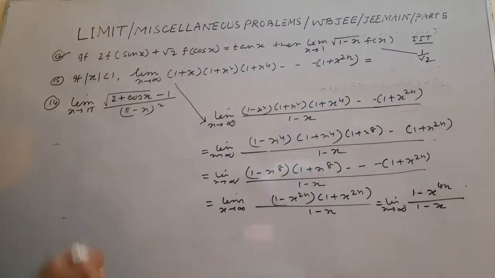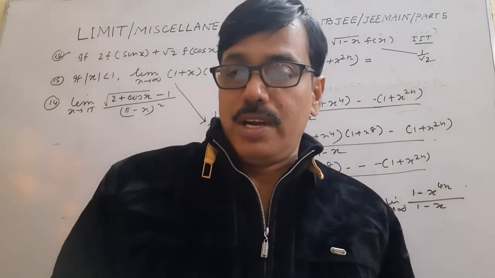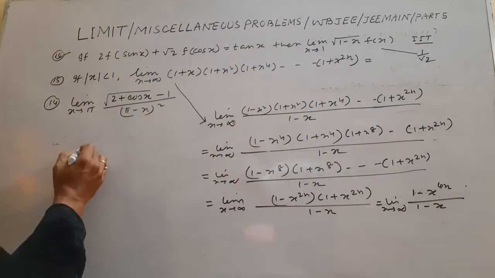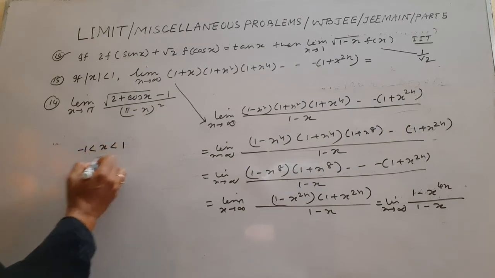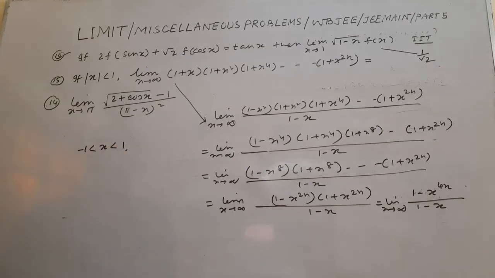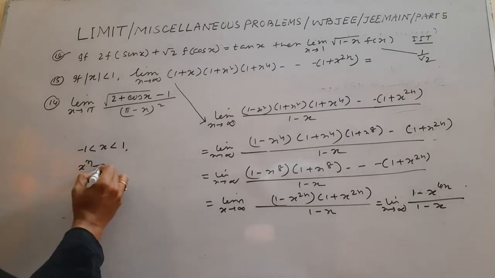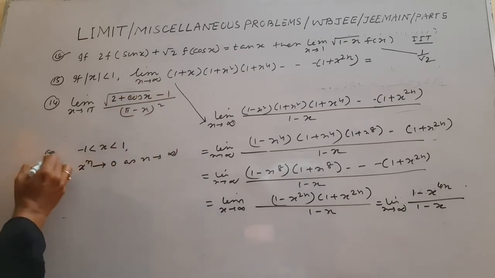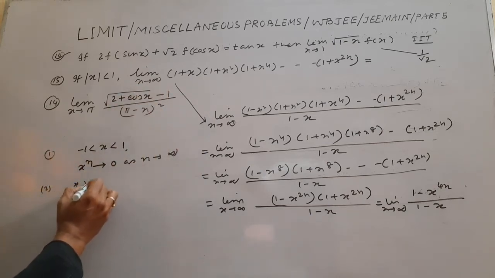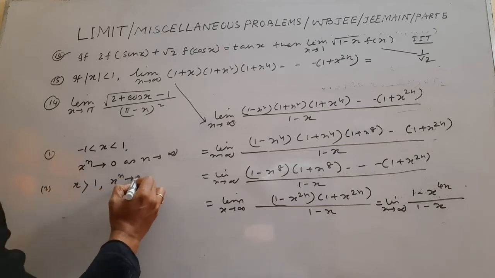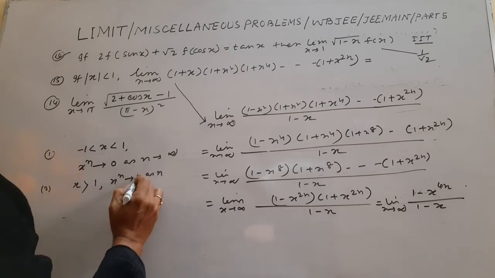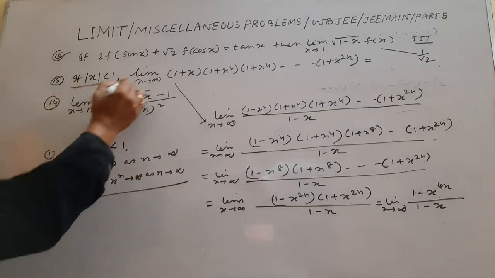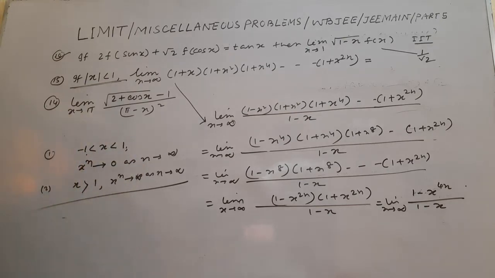Now look, one restriction is given. We have already discussed it in the previous class. If x lies between minus 1 to plus 1, then x to the power n tends to 0 when n is very large. And number 2, if x is greater than 1, x to the power n tends to infinity when n tends to infinity. So mod x less than 1, that is minus 1 to plus 1.